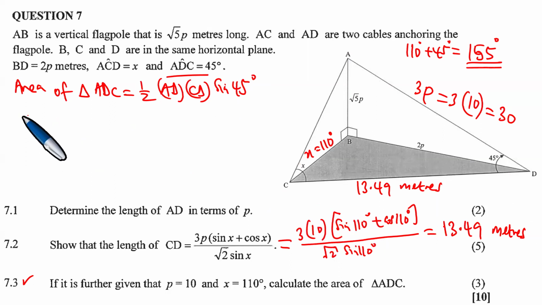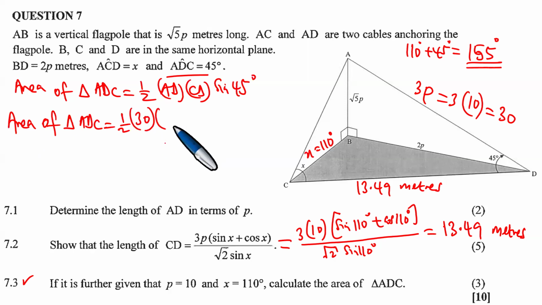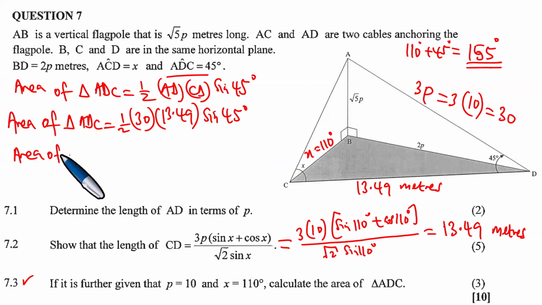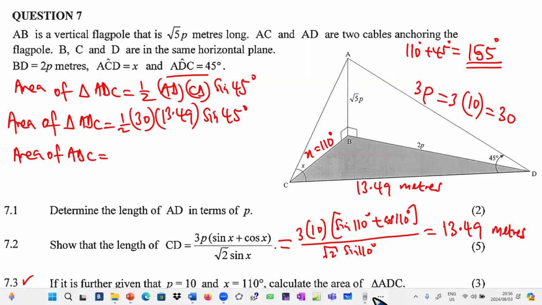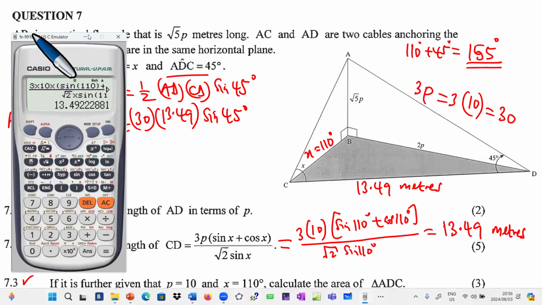So that now we're able to get the area of triangle ADC. Half. What is AD? AD is 30. CD is actually 13.49. The sine of 45 degrees, which is the area of triangle ADC. Using a calculator, we have the following.